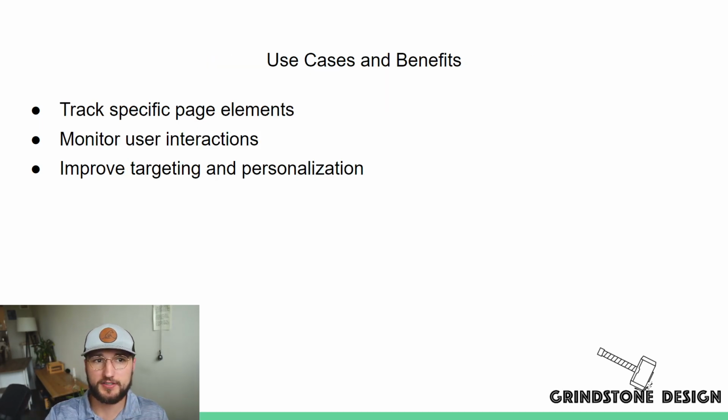We also touched on tracking specific page elements, like the links that people are clicking on. You can monitor user interaction. Using custom metrics, like we said, those are numbers, right? So if you wanted to track the amount of video someone has watched on a page, you would set that up in custom metrics. And you can improve targeting and personalization as well.